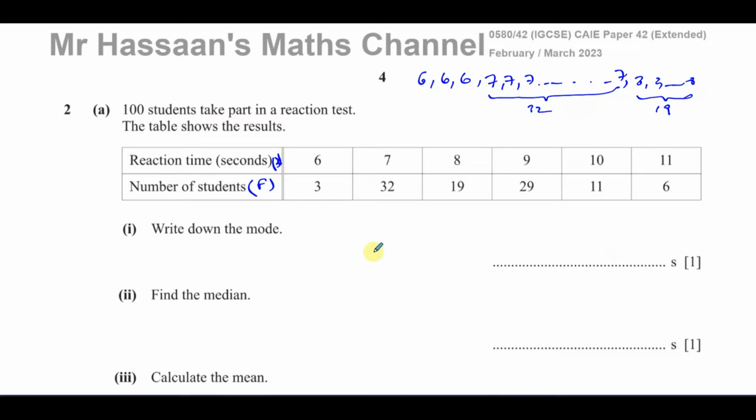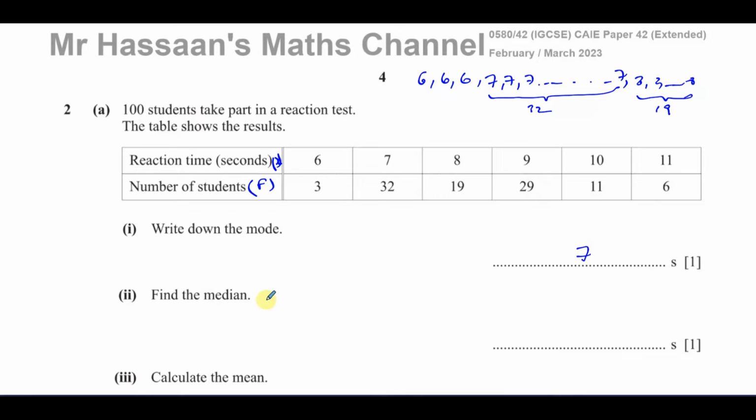If they say write down the mode, the mode is the number which appeared the most frequently in the data, and we can see that it must be the number 7, because it appeared 32 times. No other number appeared more than 32 times. So 7 is the mode. If there was another number that also appeared 32 times, you'd write them both down. For example, if 9 appeared 32 times as well, you'd say the mode is 7 and 9.